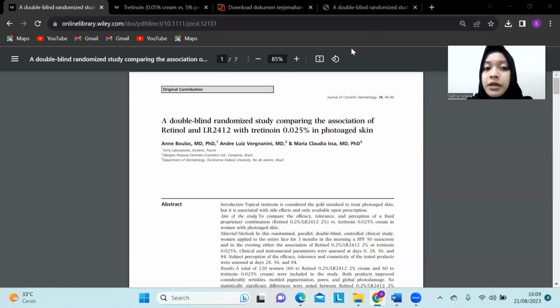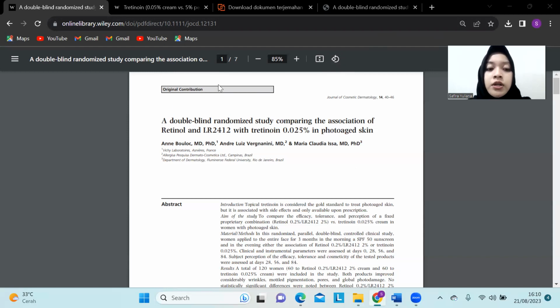The title of my journal, and this journal is an original contribution, is: a double-blind randomized study comparing the association of retinol and LR 2412 with tretinoin 0.025% in photoaged skin.